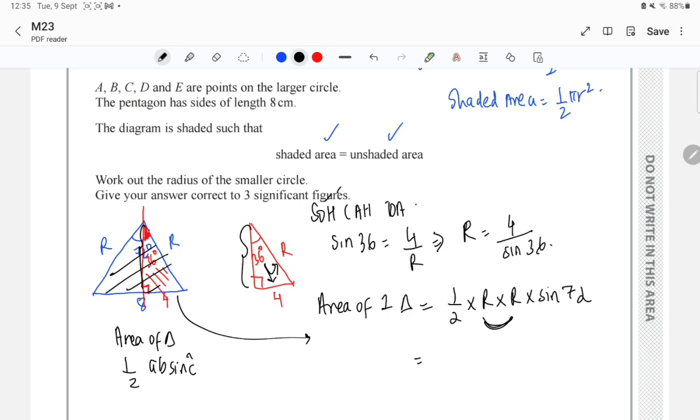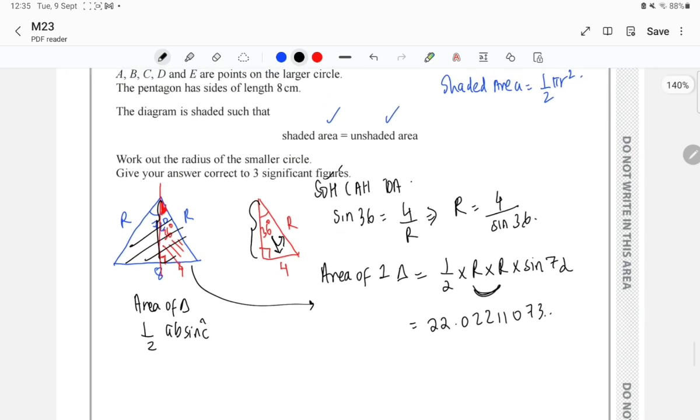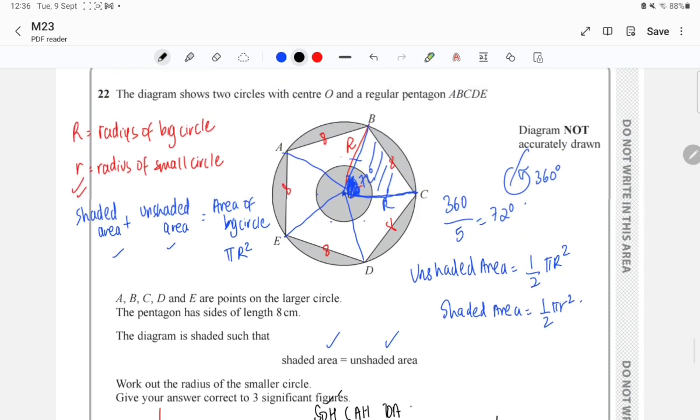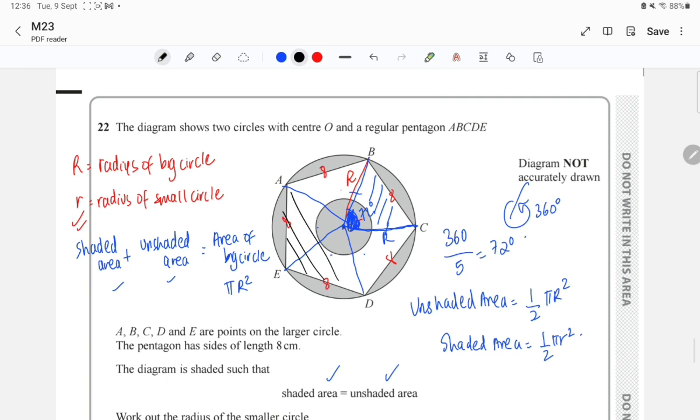So let's put this in our calculator. This will be giving me 22.0221173 and so on. This is the area of one triangle. Now the area of the pentagon, which consisted of 5 such triangles, will be 22.022 multiplied by 5. And this will give me 110.1105536.